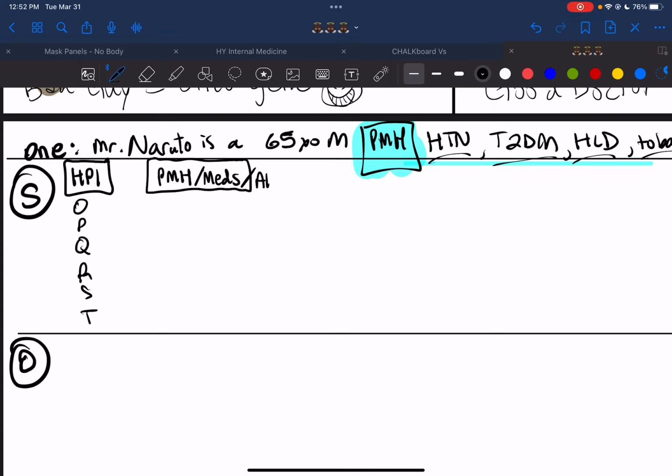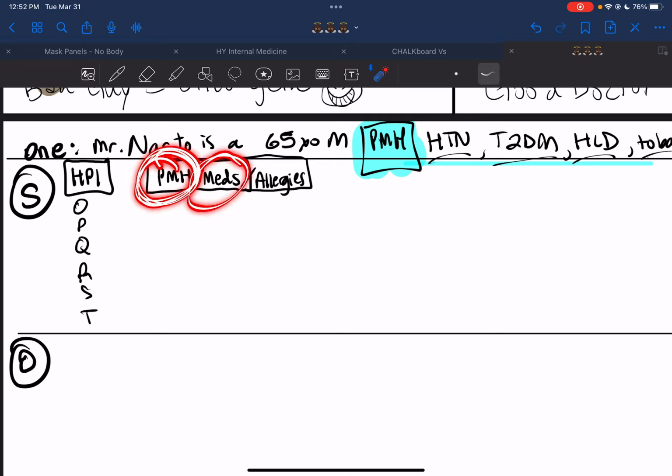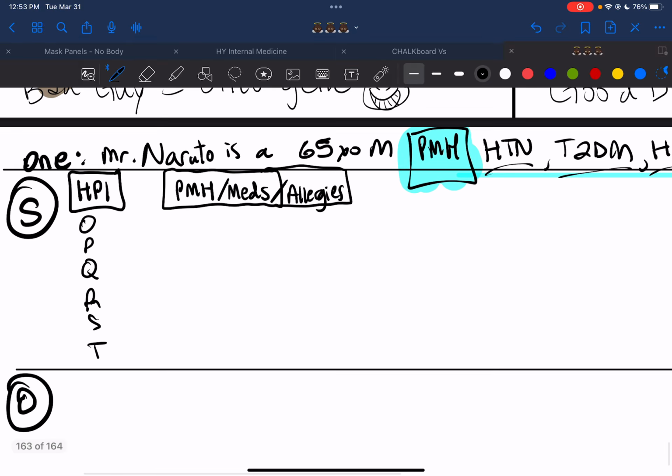If you're trying to be really thorough, if it's a full HPI, you can ask about allergies too, right? Because you want to know what medications they're allergic to. My whole point is that these are all kind of the same thing. Get it? What conditions you have, what meds do you take for those conditions, what meds are you allergic to. So this is all history of the person.